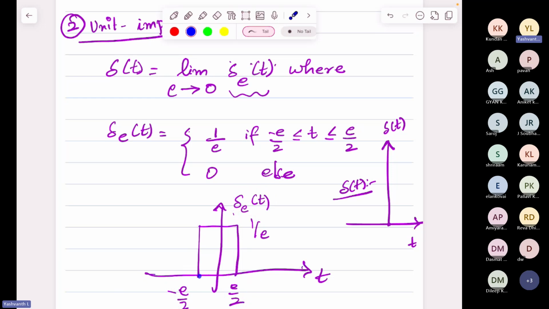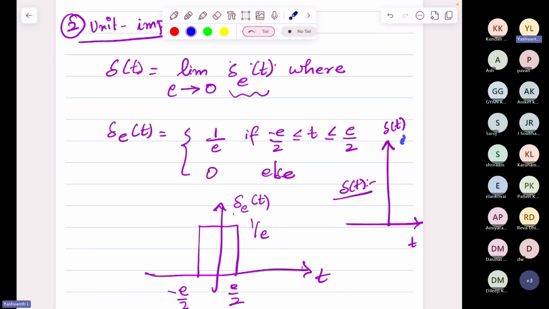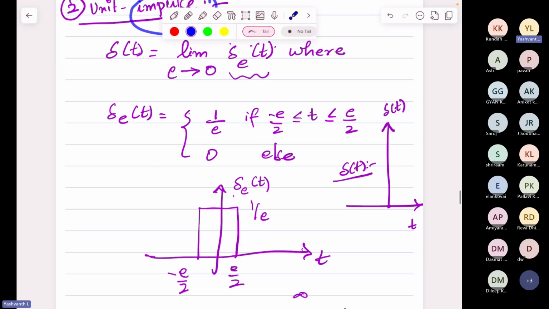Right? Then what happens? This is basically a rectangle which shrinks when e goes to 0, but the amplitude will grow. Right? So in the limit e going to 0, the width is almost 0, but the height is infinity, because 1 by 0 is a very, very large number. It tends to infinity. So this is how delta of t looks. At t equal to 0, you have a very large value. Everywhere else, it doesn't have any value. Okay, so this is called a delta. It's called a unit impulse function or impulse signal.